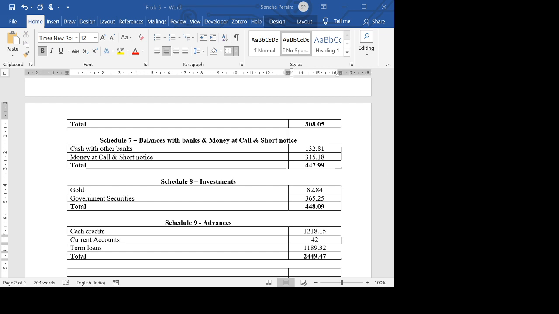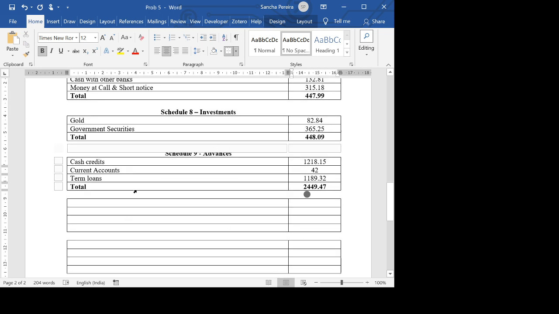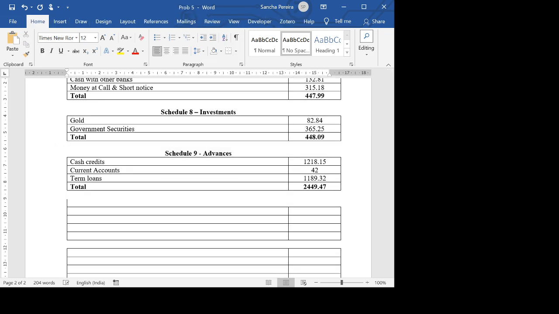Okay. Are there any questions? Nobody seems to ask anything. If you have anything, please stop me in between and ask. Next, schedule 10. Schedule 10 is fixed assets. Now we have two things here.